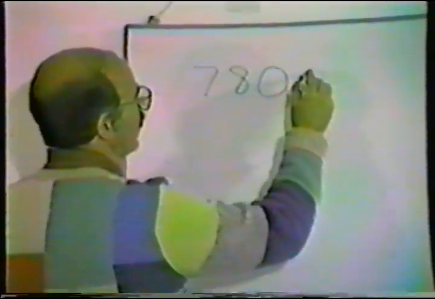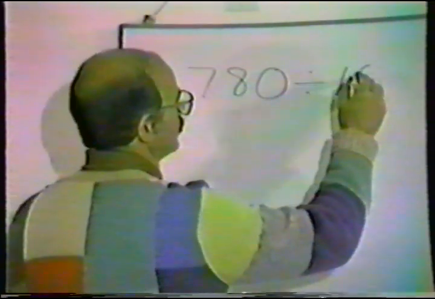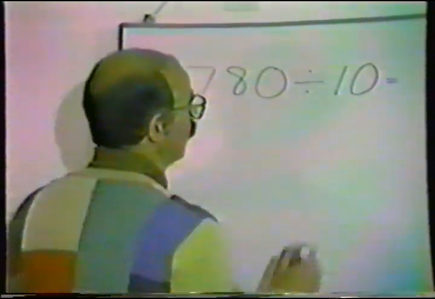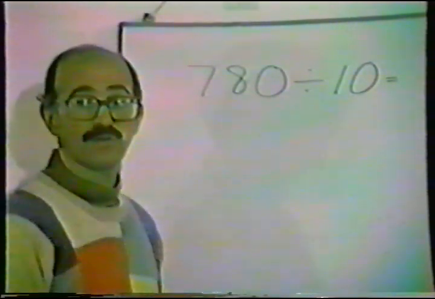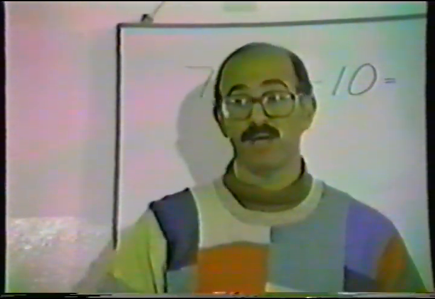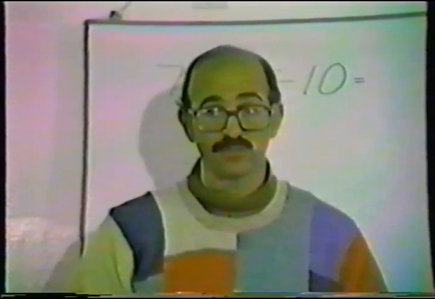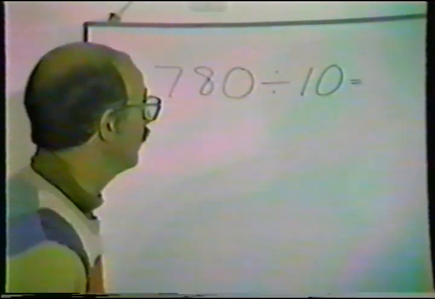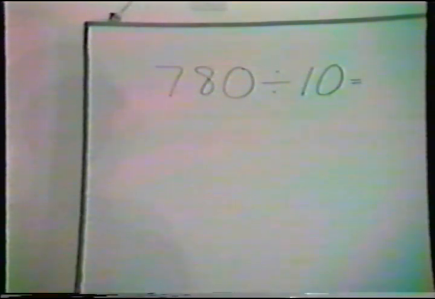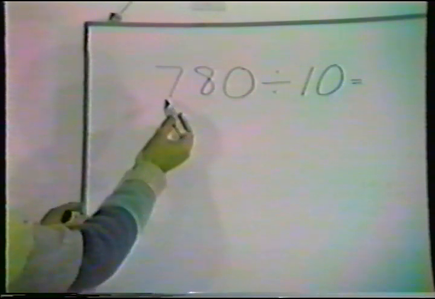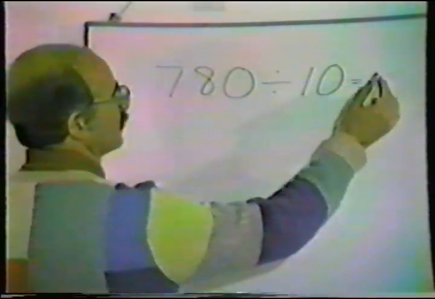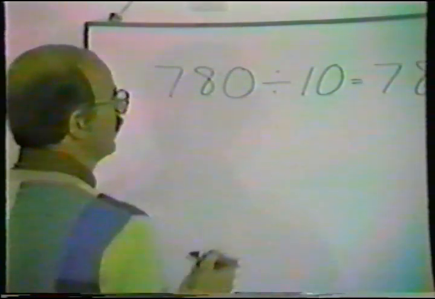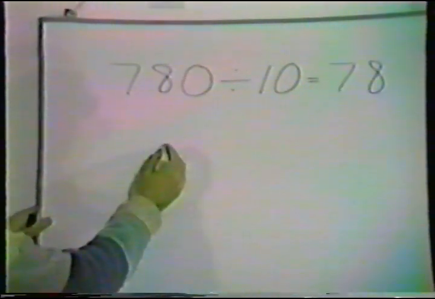780 divided by 10 equals what? When we first learned how to multiply by 10, we learned that we could add a 0. It's also true that when we divide by 10, a number that is ending in 0, all we have to do is take off that 0. What is then the answer? 78. Now let's see if that's really true.